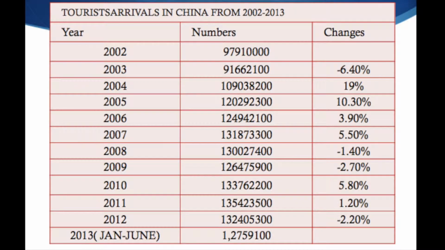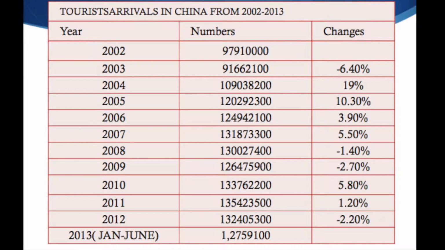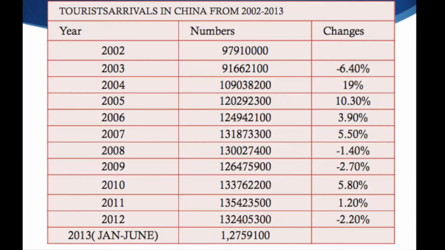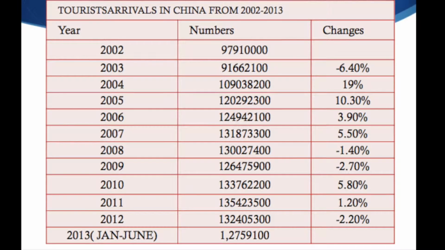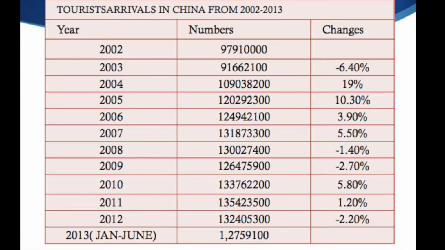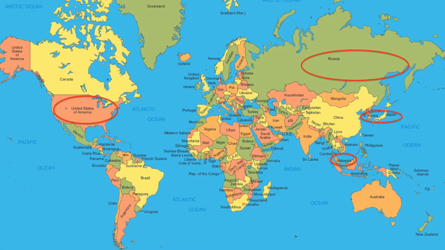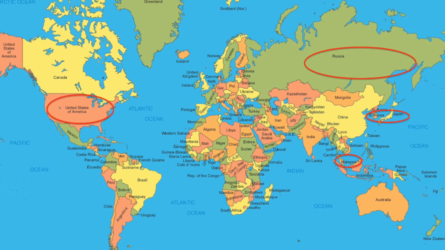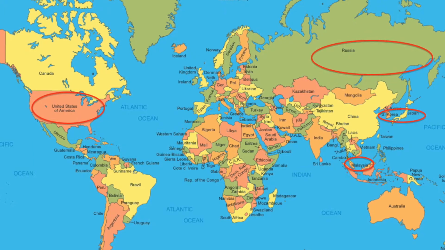This table shows the accurate numbers of tourist arrivals and the change rate. Because this year has not finished yet, the data collected for 2013 is only from January to June. Even though there are some changes, overall the tourist arrivals hold a positive growing trend. As we can see on the map, the major nationalities of tourists are from South Korea, Japan, Russia, the United States, and Malaysia.